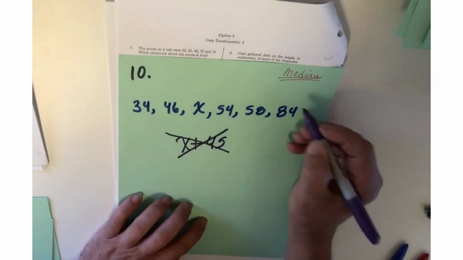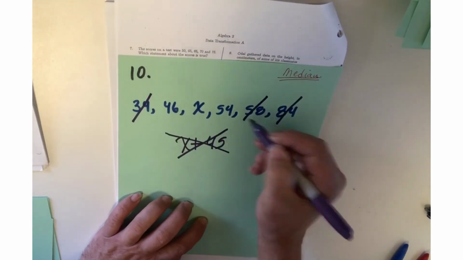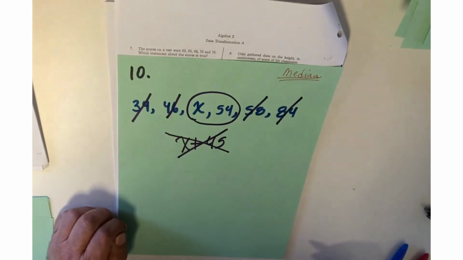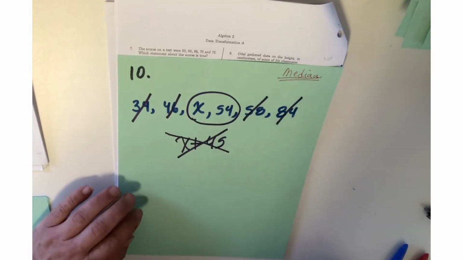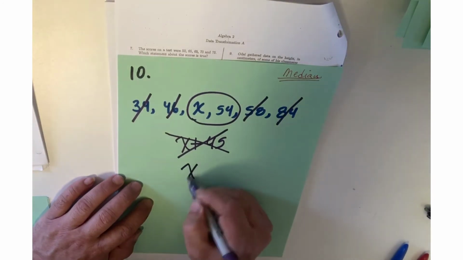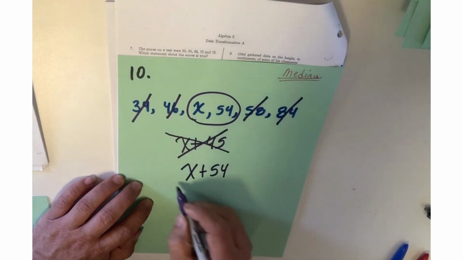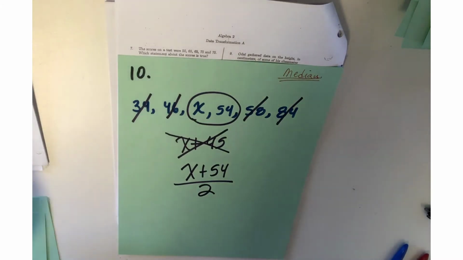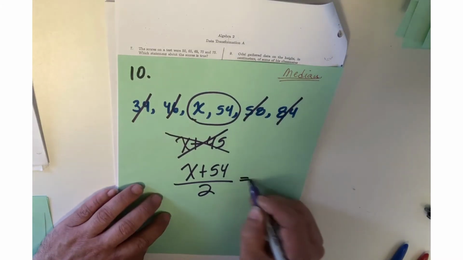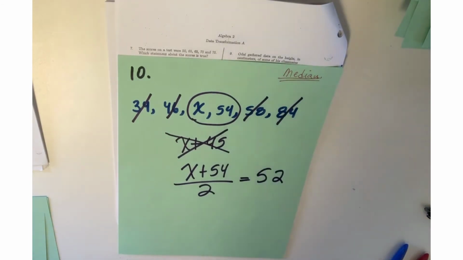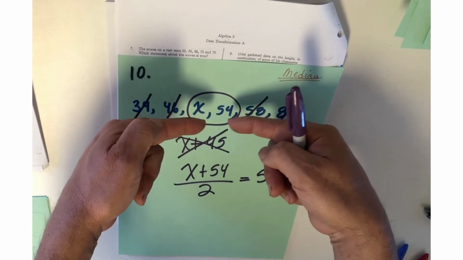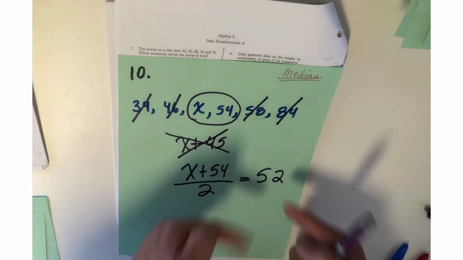So median, the high, the low, the high, the low. Oh my goodness, there are 2 numbers here in the middle. So I'm going to need to add those 2 numbers and divide by 2 so I can come up with my median. And when I divide by 2, they told me that the median was 52. So let me set it equal to 52 on the other side, because the median, which is the halfway mark between these 2 guys, is 52.